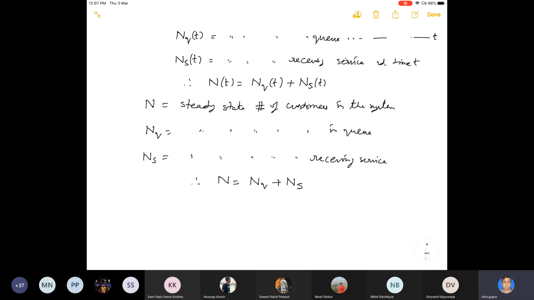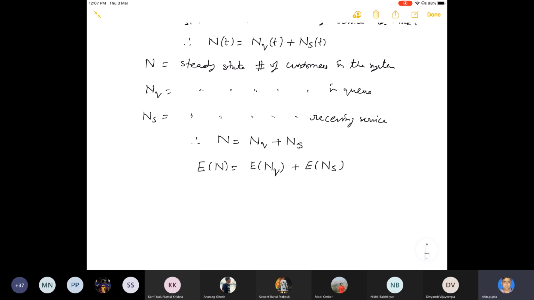Because these are random variables, we can take expectation: the expected value of N is the expected value of NQ plus the expected value of NS. The expected value of N is the expected number of customers in the queuing system, which we denote by L. This is LQ plus LS. LQ is the expected value of NQ, that means the expected number of customers in the queue in steady state. LS is the expected number of customers receiving service.